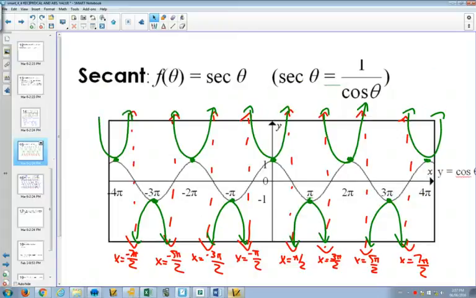If we go to secant, could you do domain, range, everything for cosecant? Could you do the same thing for cotangent? That's your homework in this section.